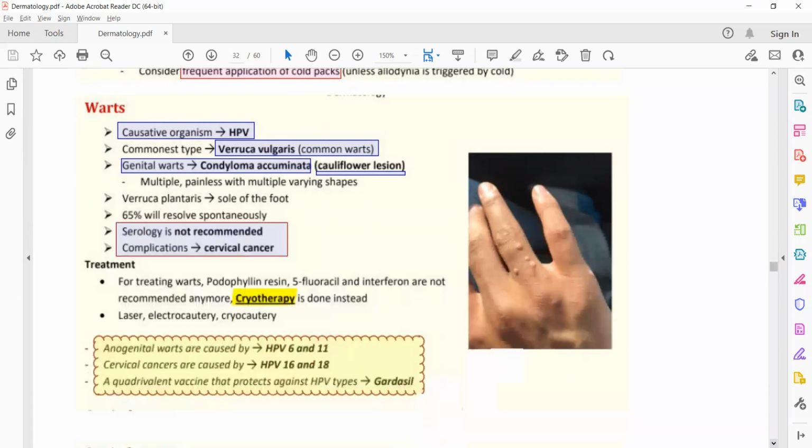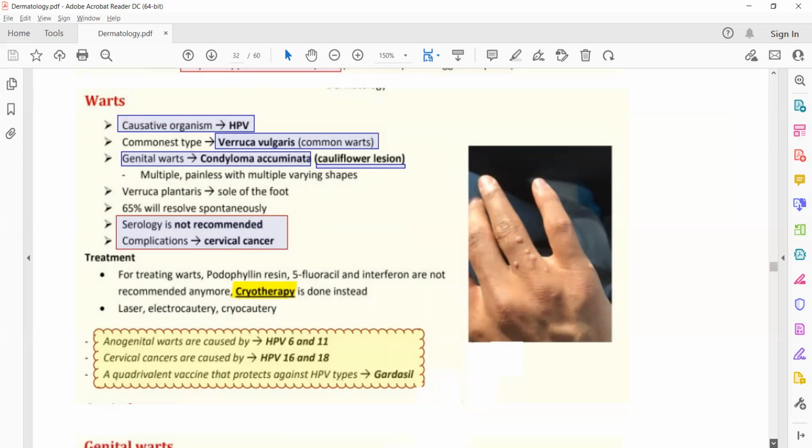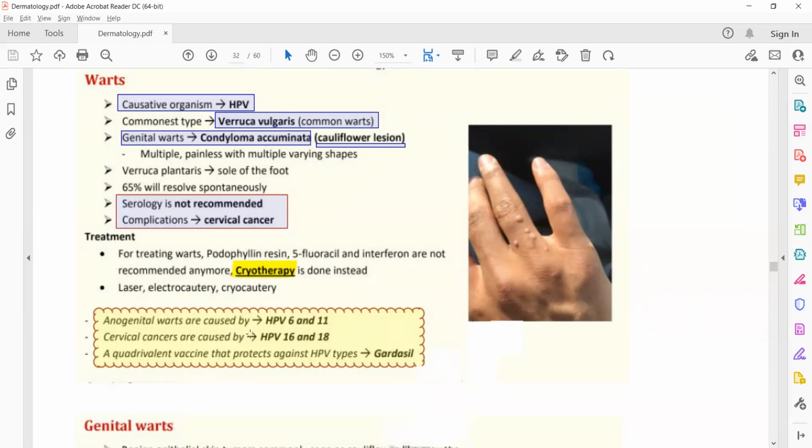Now we are all familiar with warts, that human papilloma virus can cause warts. We have discussed this as well in the genitourinary chapter. A short revision of the warts: they are caused by human papilloma virus 6 and 11. They cause anogenital warts, and human papilloma virus 16 and 18 are the risk factor for cervical cancers.